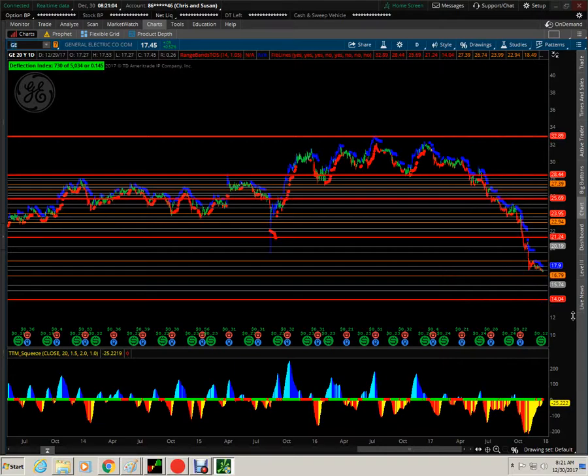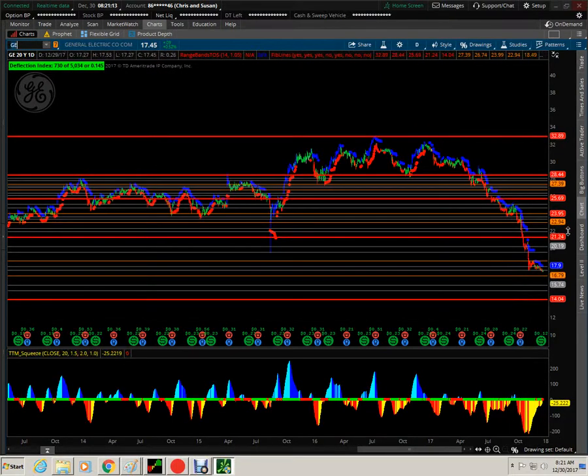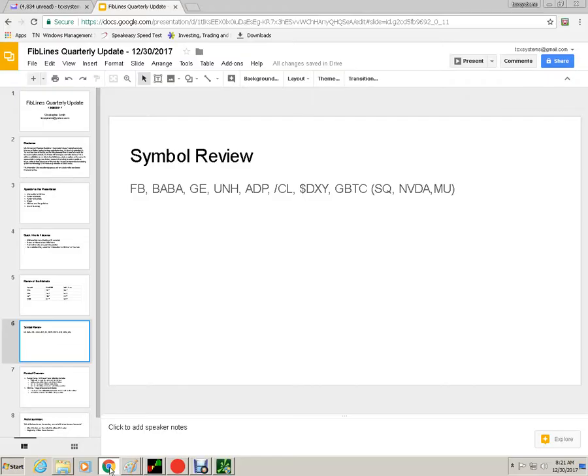So I wouldn't necessarily short it, but I would play it by selling call spreads above and possibly buying a put spread below. So General Electric is not done. I expect a low of $14.04 based on the FibLines indicator.